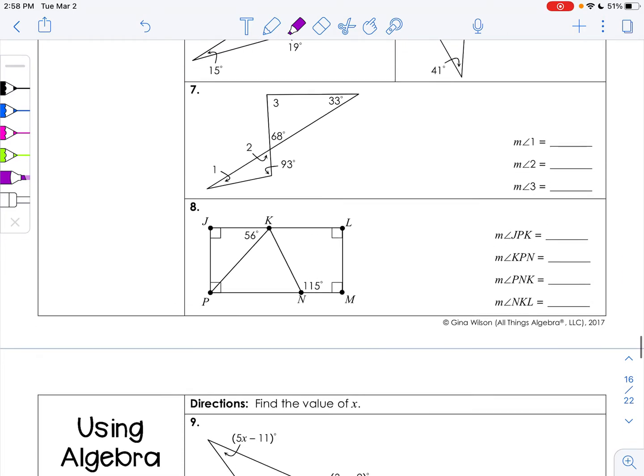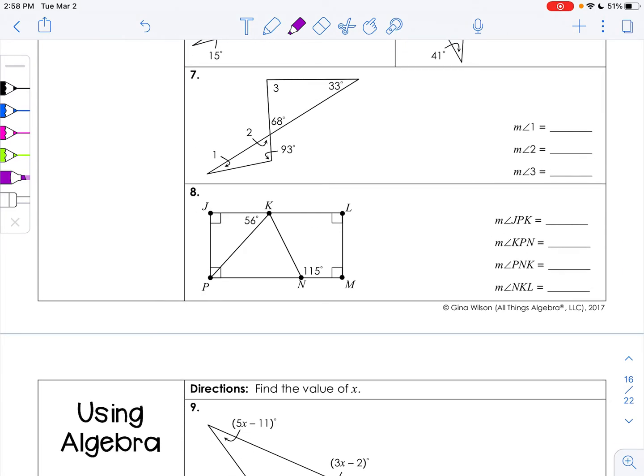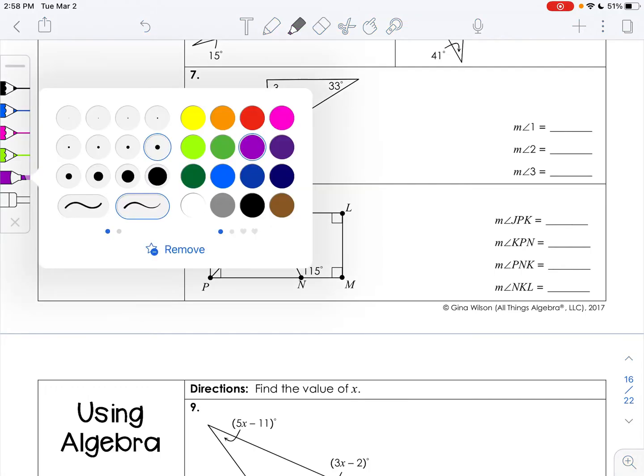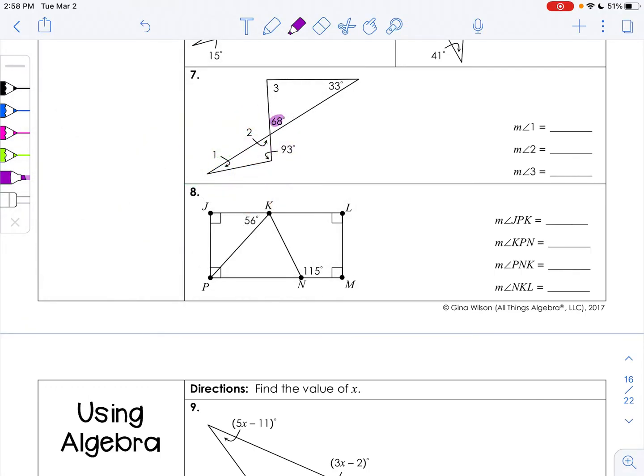So number 7, we have 2 triangles. So when I look at these 2 triangles, if I look at the bigger triangle, I can see that I'm given one angle is 68 and another angle is 33. Looking at just this triangle, I can write an equation to find the measure of angle 3. That equation would be x plus 33 plus 68 equals 180.